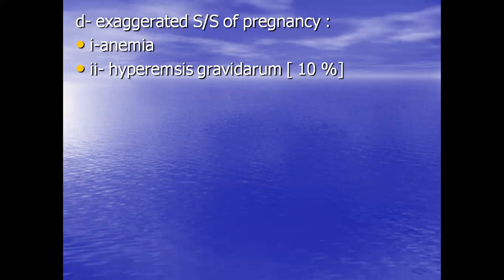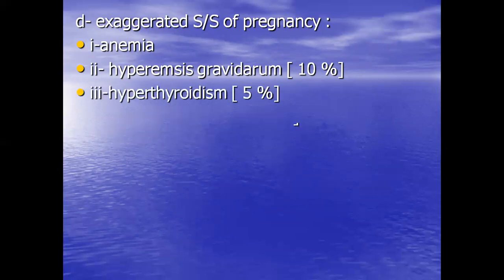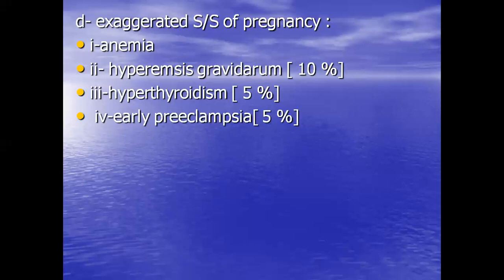Secondly, because the patient is bleeding. And thirdly, because the patient does not eat because of hyperemesis gravidarum. Hyperemesis gravidarum, and we know the cause: because of a high level of beta HCG. Hyperthyroidism occurs in 5% of cases. Why? Because beta HCG and TSH share the same chain, they have a common alpha chain.